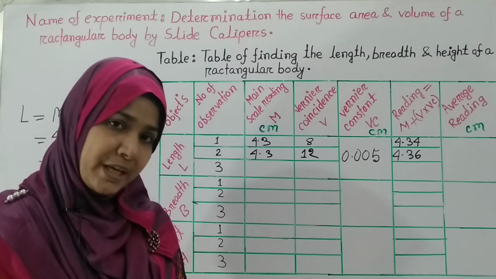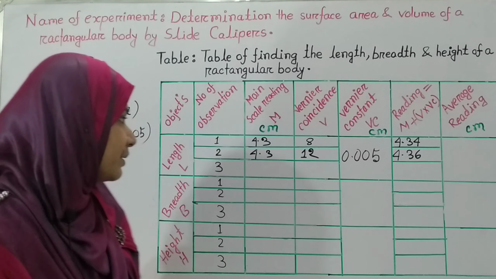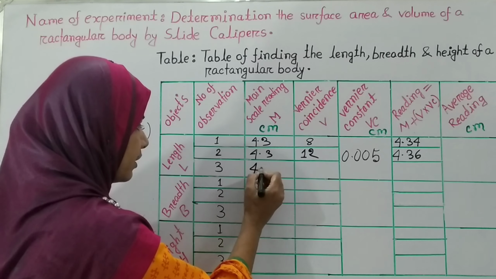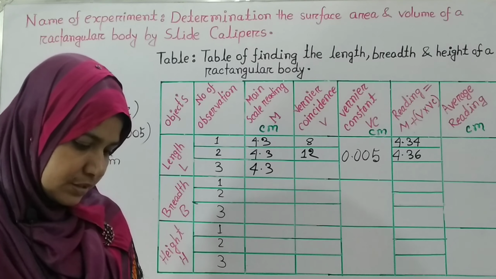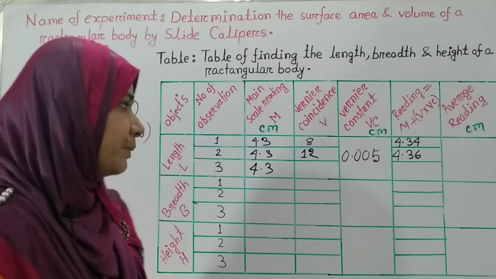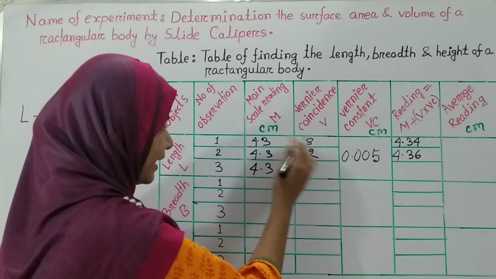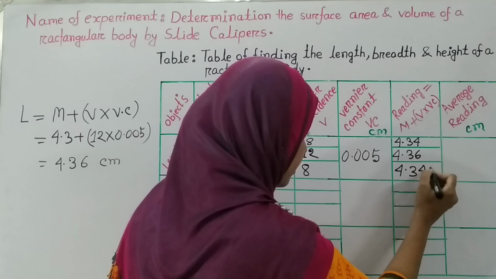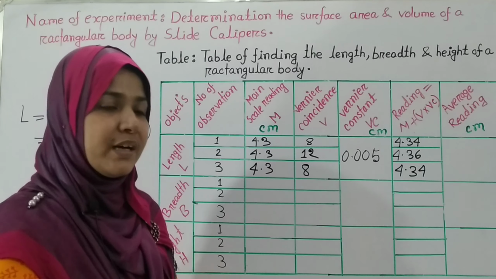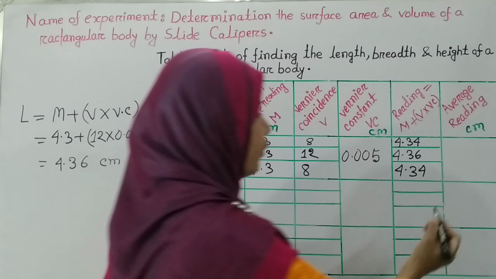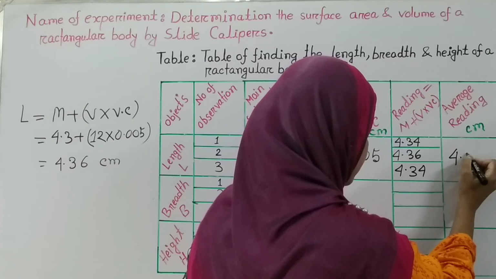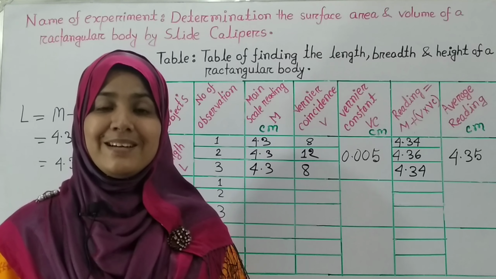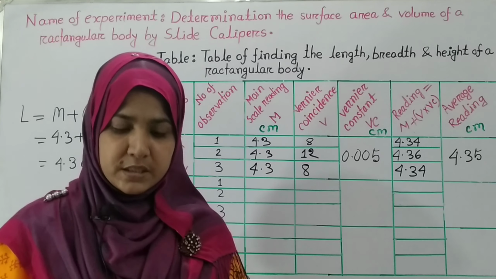The value of the main scale is not changed this time. That means the main scale reading is 4.3 and the vernier superimposition this time is 4, that means 8. So after calculating it we will get the value again 4.34. Now I am going to take the average reading. The average reading will be 4.35. Now I am going to take the reading of breadth of this rectangular shaped object.